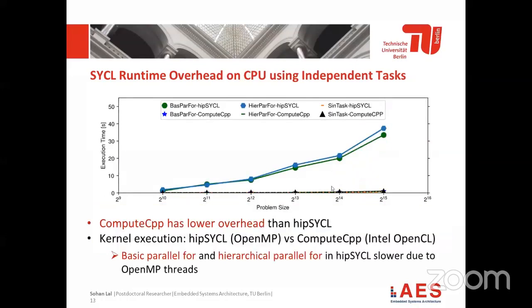So let's look at the SQL runtime overhead on CPU using independent task. What we see is that compute CPP has a lower overhead than HipSQL. There are a couple of reasons. First, the kernel execution mechanism is different in HipSQL and compute CPP on CPU. HipSQL uses OpenMP, while compute CPP uses OpenCL. So basic parallel for and hierarchical parallel for in HipSQL are likely slower due to the OpenMP threads. Please note that the HipSQL single task does not go through OpenMP threads.